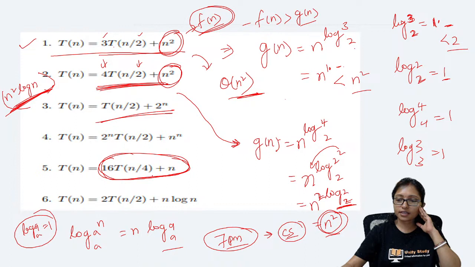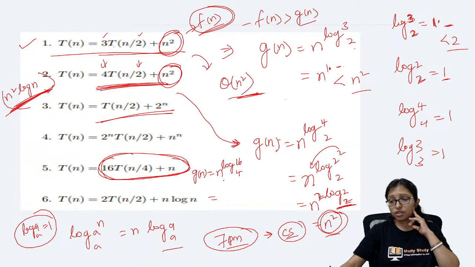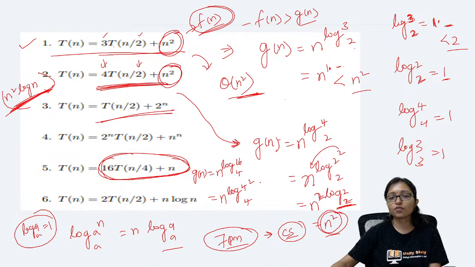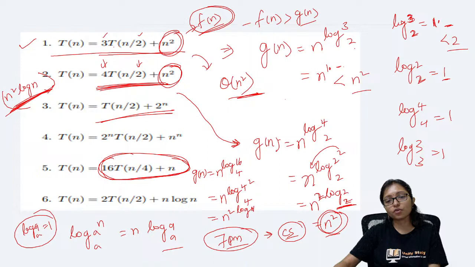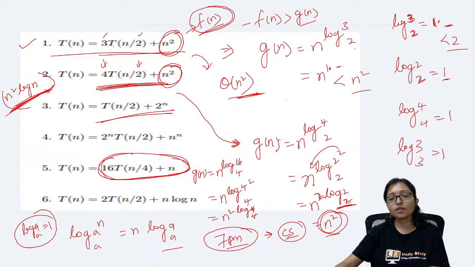Here the g(n) is coming. n to the power log 16 base 4. Log 16 base 4 means n to the power log 4 square by 4, that we can do, right? 16 is 4 square, so it is log 4 square base 4. So what will it be? n to the power 2 log 4 base 4, that we can do.